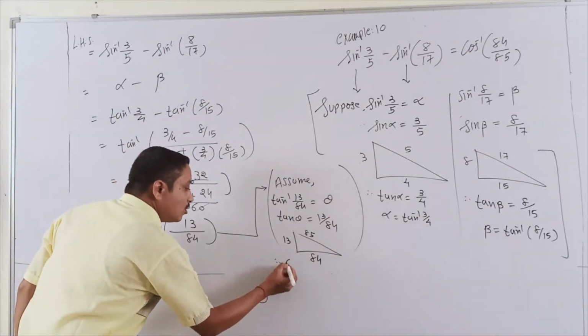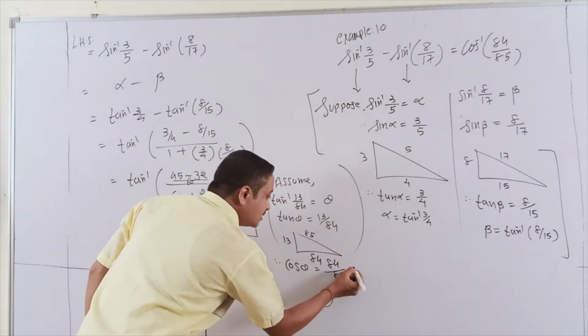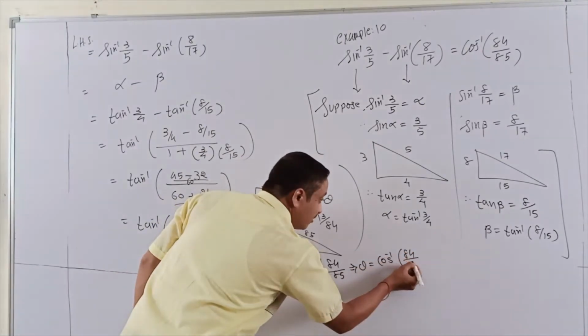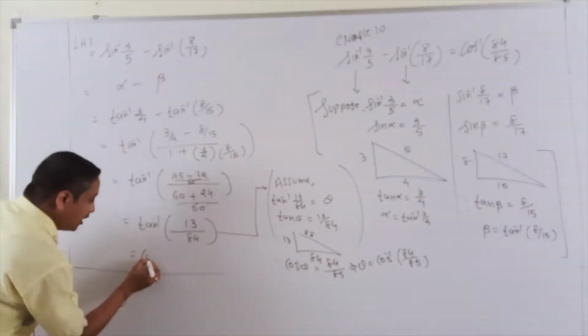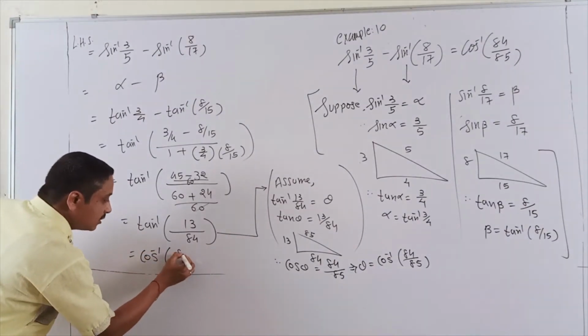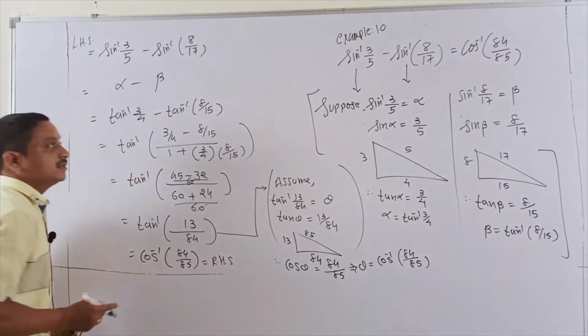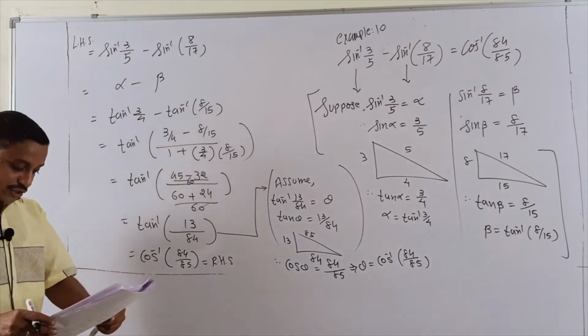So what is cos theta? 84 by 85. So what is theta? Cos inverse 84 by 85. And this theta, students, here you apply. So indirectly it is cos inverse 84 by 85. And that's my RHS. It's a very easy sum. Correct? Yes, right, proper students.